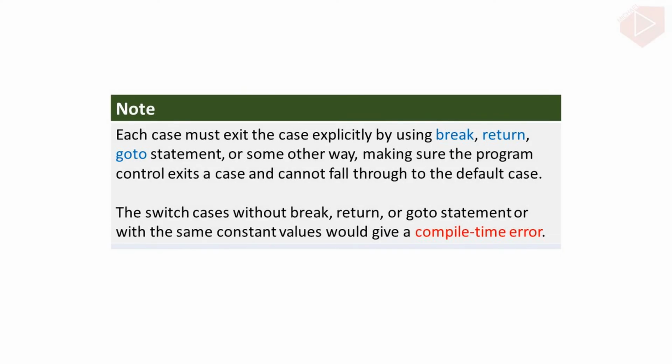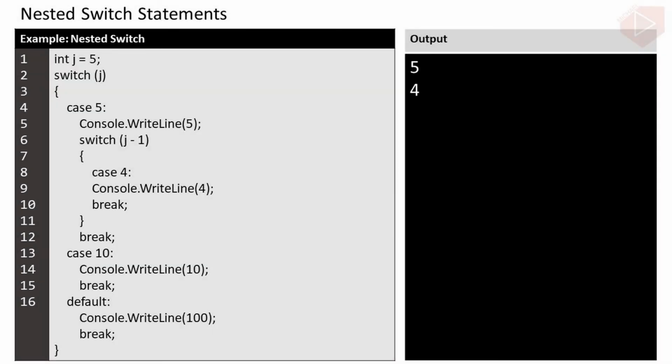Note: each case must exit the case explicitly by using break, return, goto statement, or some other way, making sure the program control exits a case and cannot fall through to the default case. The switch cases without break, return, or goto statement, or with the same constant values would give a compile time error. Like if statement or ternary operator, switch case can also be nested. Here is an example of a nested switch, where this switch is nested to this case. The output of this program will be 5 and 4.